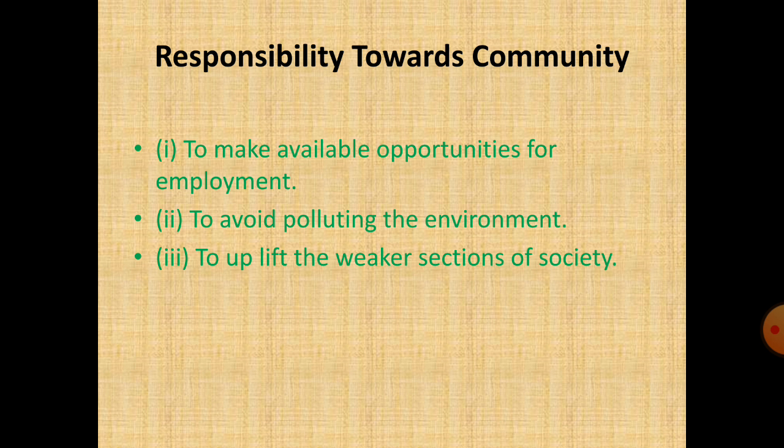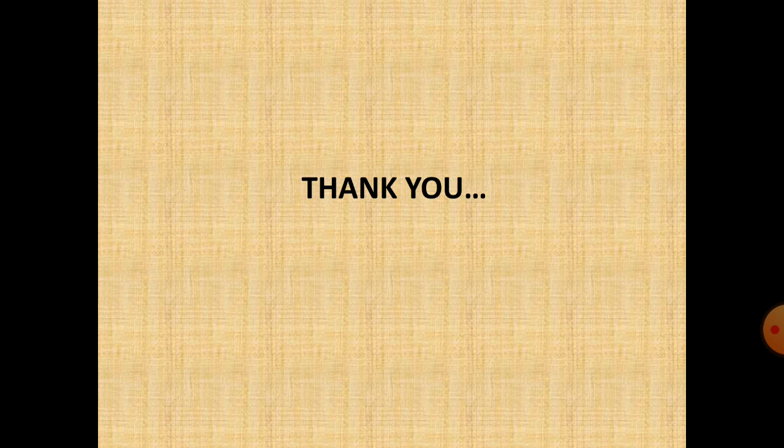To avoid polluting the environment. Pollution has a major impact on the community and a bad impression on society. Take the example of New Delhi, where pollution has made the air unfit for survival, so that should not happen. Shifting industrial sectors out of the range will work in their favor. To uplift the weaker sections of society, whichever the weaker section is. This was all about the responsibility towards the community.